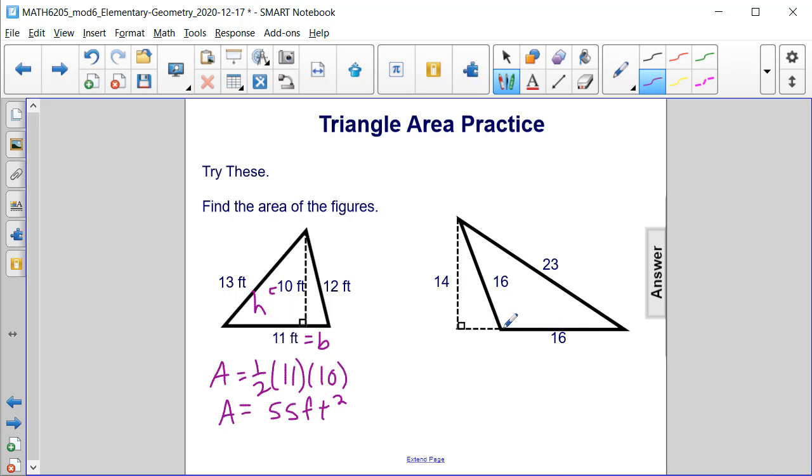Now let's look at the second one. Here the base is 16, and our height is not 16 also. The height is perpendicular to it, so because this is an obtuse triangle, it's outside. So this is our height. So let's substitute these into our area formula. 1/2, base is 16, height is 14. Half of 16 is 8, and 8 times 14 is 112, and this is square units.